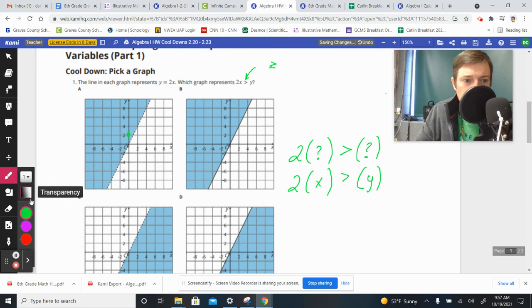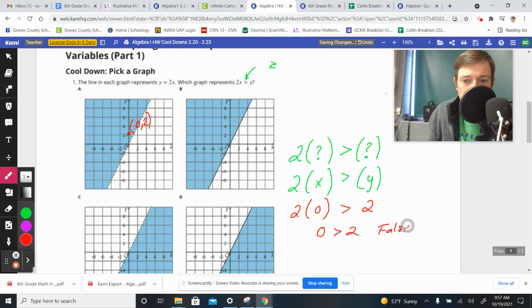Let me get a different color so it shows up better. This is the ordered pair 0, comma 2. They're saying that it is a solution to this inequality. So I should be able to put 0 in x's place, and 2 in y's place, and this should be true. Well, I put it in there. 0 times 2 is 0. It is not bigger than 2. This is false. So that means that that ordered pair should not be shaded. It should be in the section that's not shaded.